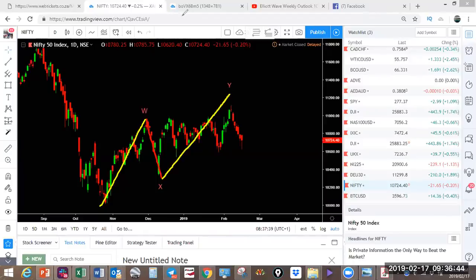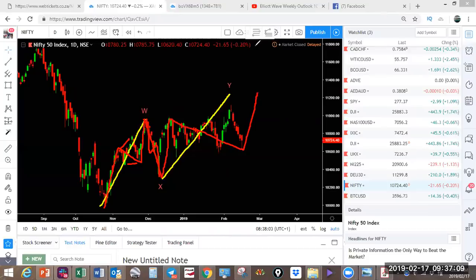Okay, so if you look at this one here, it's got a lower degree three-wave structure. 1, 2, 3. You can see a running flat there, right? 1, 2, 3. Same here, you've got a three-wave structure. You won't see it here because we're on the higher degree, we're on the daily, but there's a three-wave structure there. Go to the 4-hour, you'll see it. And also here, you've got a 1, you've got 2, and we are looking for 3.